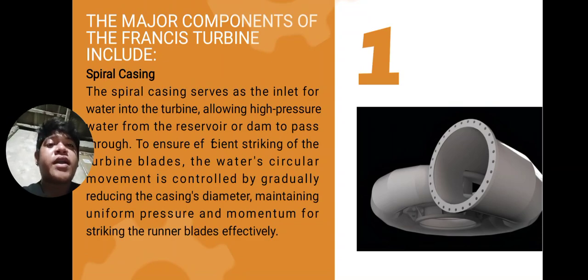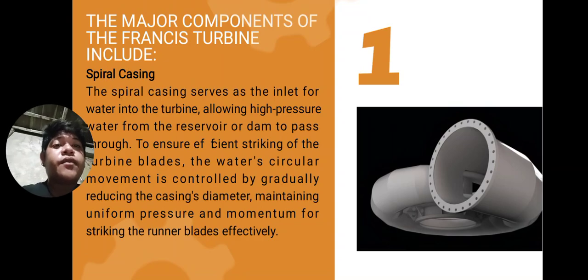First is the spiral casing. The spiral casing serves as the inlet for water into the turbine, allowing high pressure water from the reservoir or dam to pass through. To ensure efficient striking of the turbine blades, the water's circular movement is controlled by gradually reducing the casing diameter, maintaining uniform pressure and the momentum of the flow for striking the runner blades effectively.